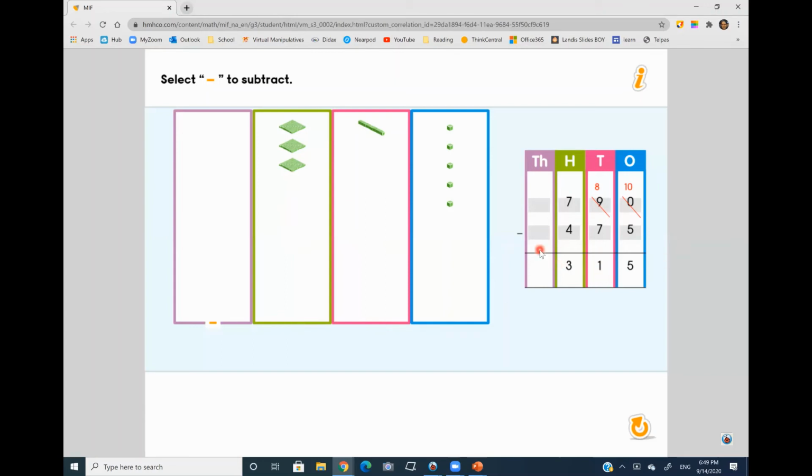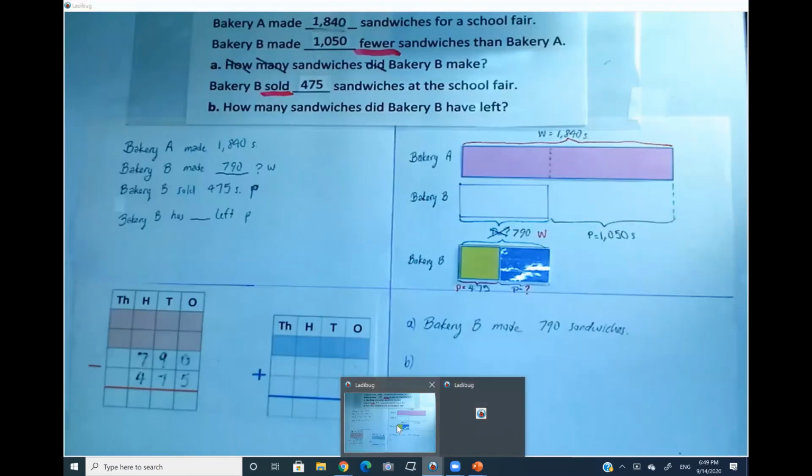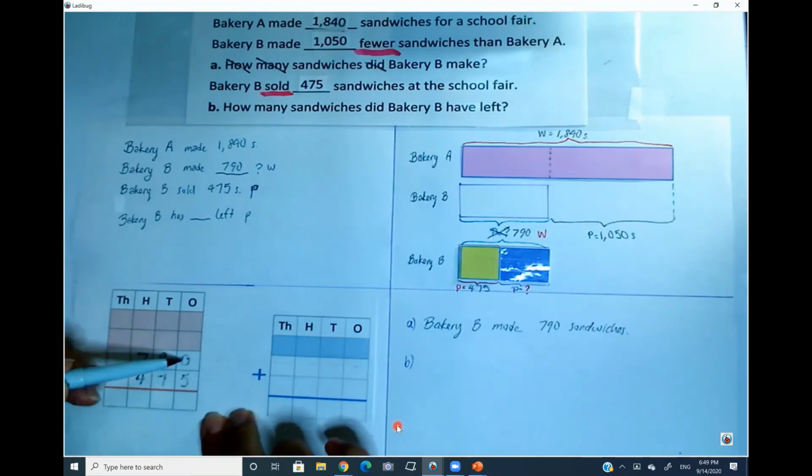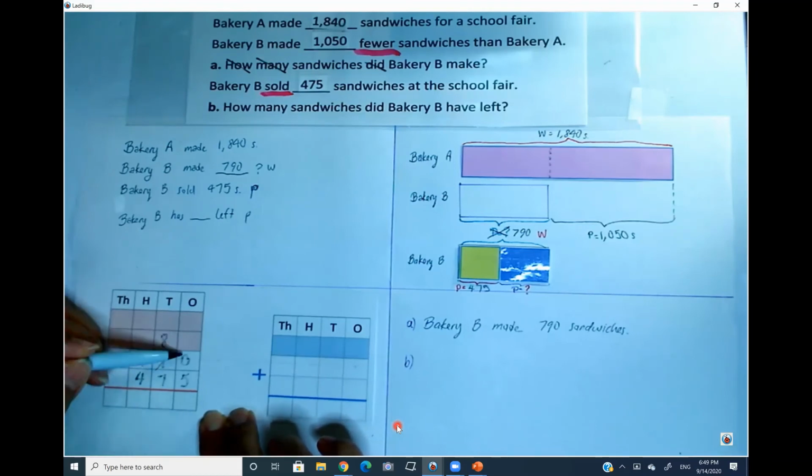Now let's do it without the manipulatives to see how we can make this work exactly the same, but without the manipulatives. Now the same, I have 0 ones, I cannot take 5, so I'm going to regroup. I have 9 tens. If I give 1 ten to the ones, I'm going to have only 8. And this is going to become not a 0, but 10. 10 minus 5 is 5. Then I have 8 tens minus 7 tens, which is 1. And finally, 7 hundreds minus 4 hundreds is 3.